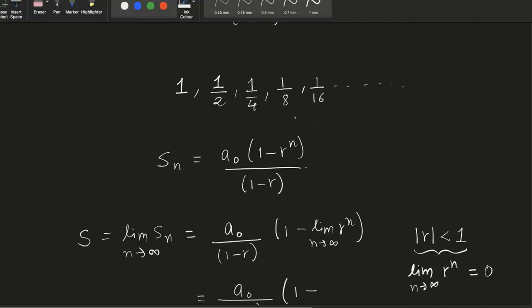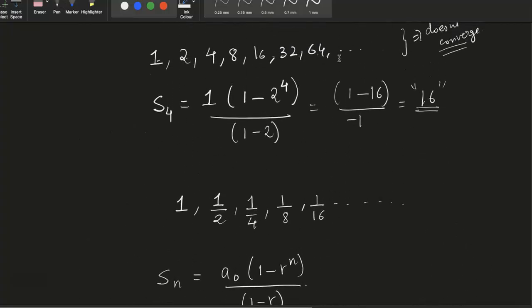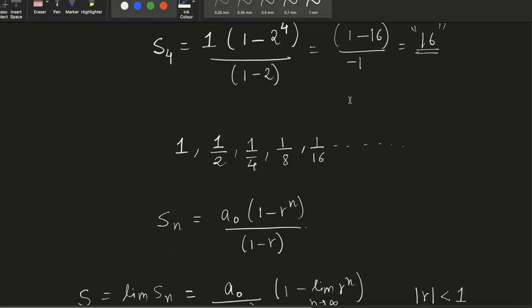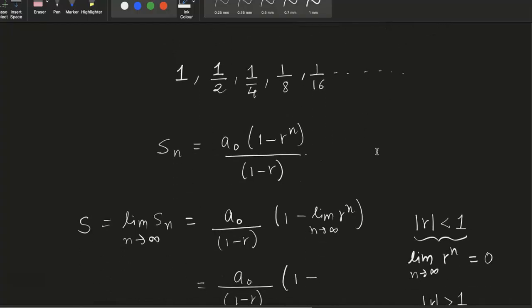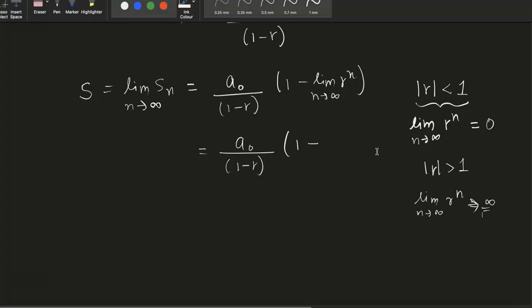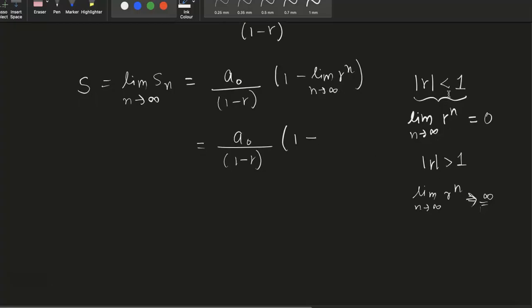As I said earlier, here the r was greater than 1, so the sequence will tend to infinity as n tends to infinity. But here this will not tend to infinity as you go further and further, right? So these are the two conditions. If the modulus of r is less than 1, then the series will converge and you can find the sum of that. And if r is greater than 1, the series will diverge and you cannot find the sum, because the sum will also diverge.